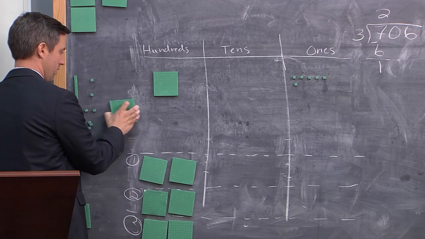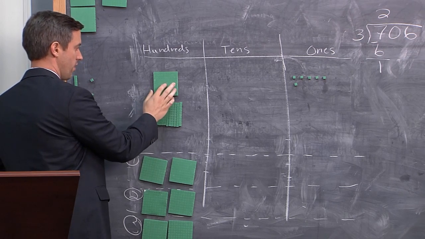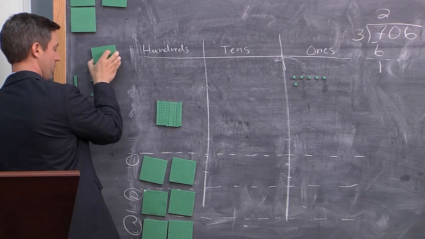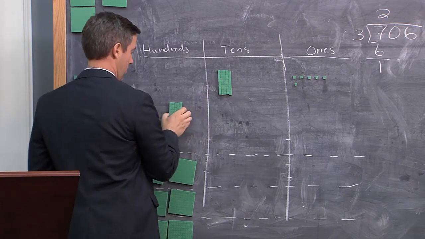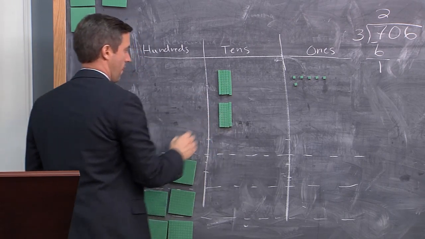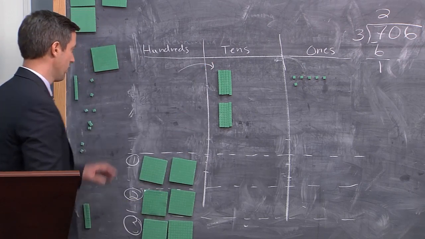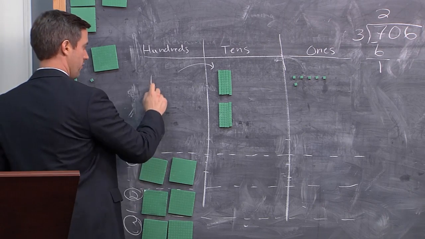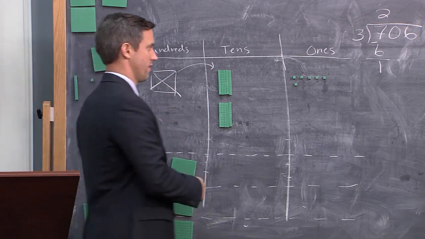Now I'm trading the 10 tens for 100, or rather the 100 for 10 tens. I'm going to set that aside. I'm going to move these over here. And I'm going to draw this arrow again. I traded the 100, so this is my 100. It's not there anymore. It's now 10 tens.